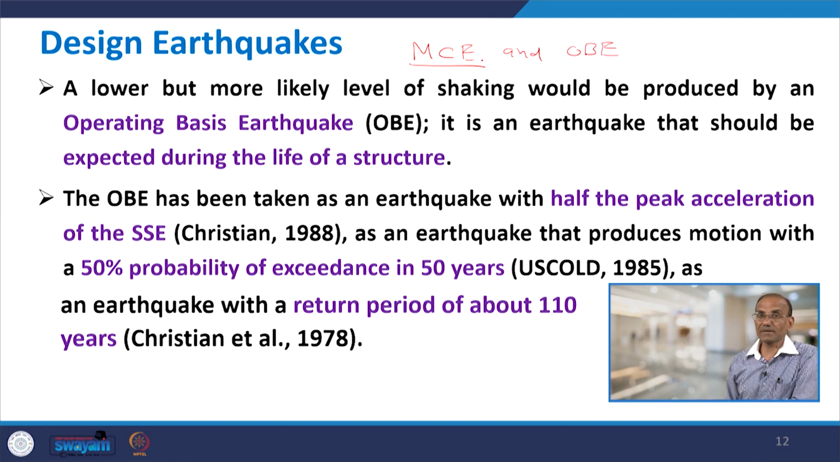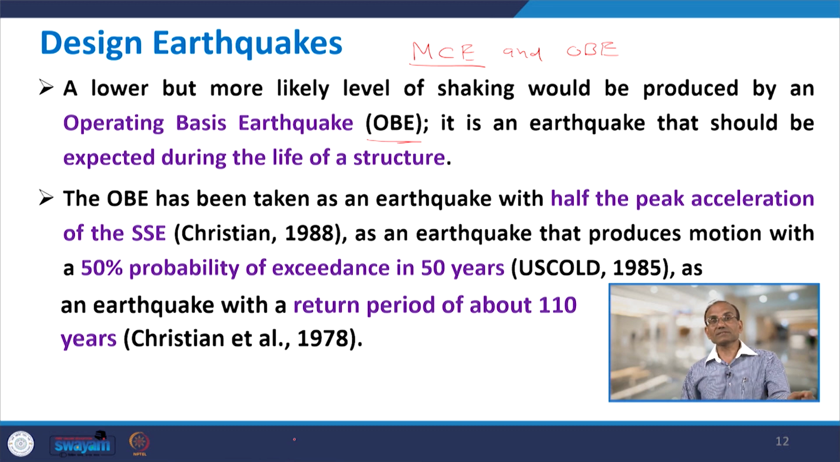MCE is the maximum credible earthquake, the earthquake for which you design the structure, but there should not be catastrophic damage. At MCE level, we do not expect that the facility or structure is operational or functional, but it should not collapse. While OBE, the operating basis earthquake, is an earthquake that is expected during the life of a structure. That means when the OBE occurs, the structure or facility is still functional and operational.